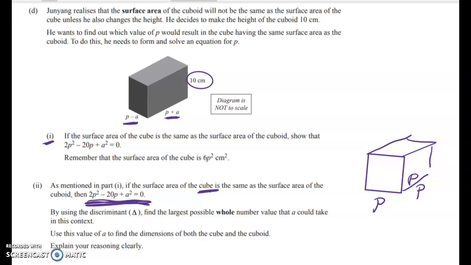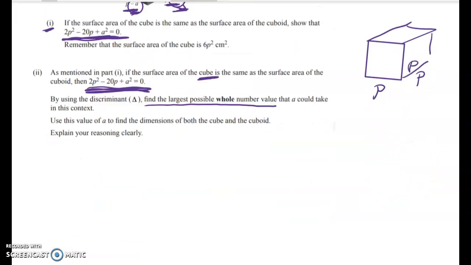At this stage, he's playing around with this and looking at what values of A might work. So what we have to do here is to find the largest possible whole number value that A could take in this context. In other words, if he took 1 centimetre off one side and added it to this side, is it going to be possible to have the surface areas be the same?